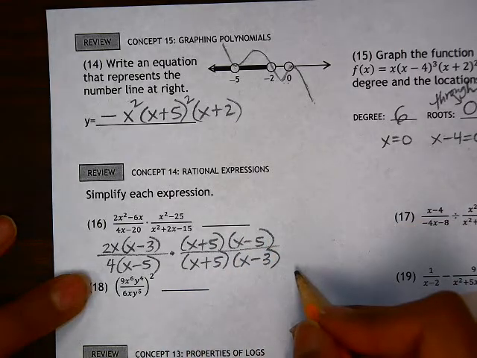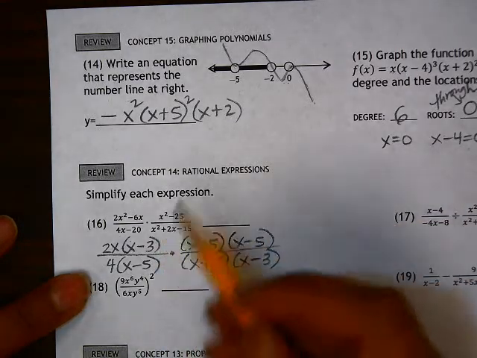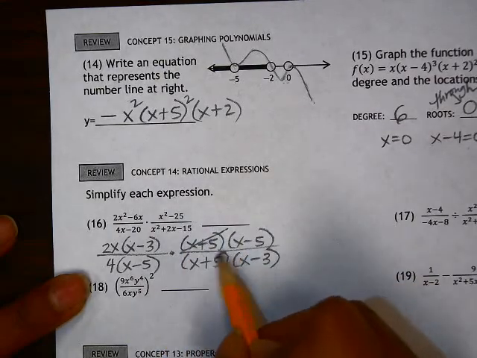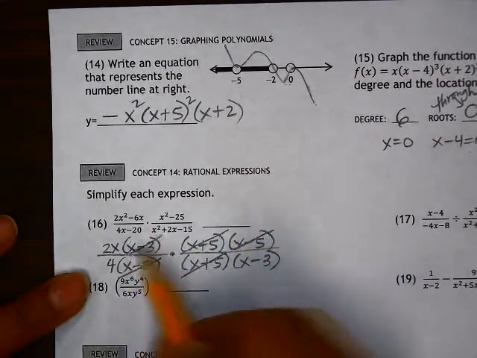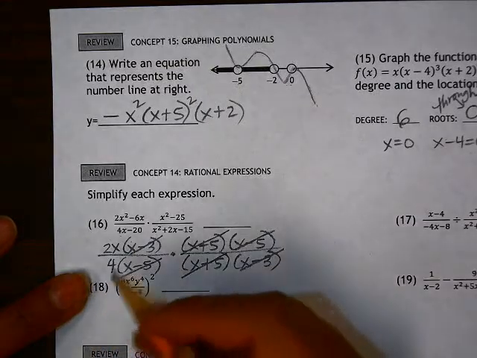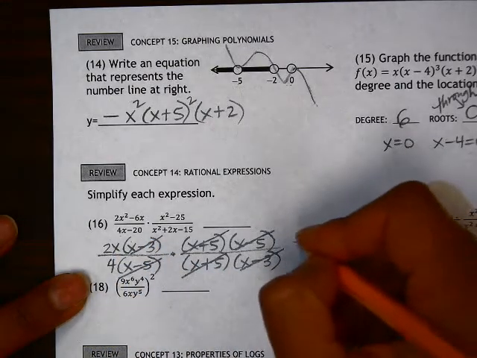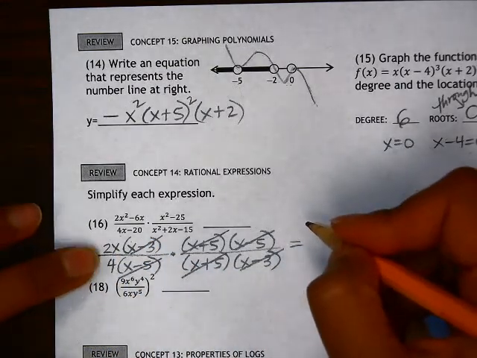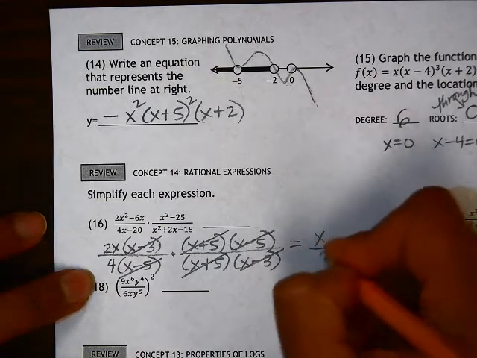Once you're done factoring, you can then look for factors that cancel. So the x plus 5s, the x minus 5s, and the x minus 3s. All we're left with is a 2x over 4. If we reduce that, that's 1x over 2. So x over 2 is the simplified answer.